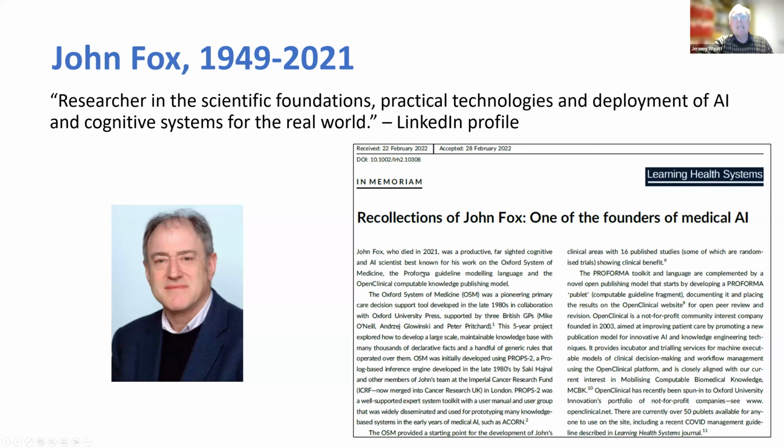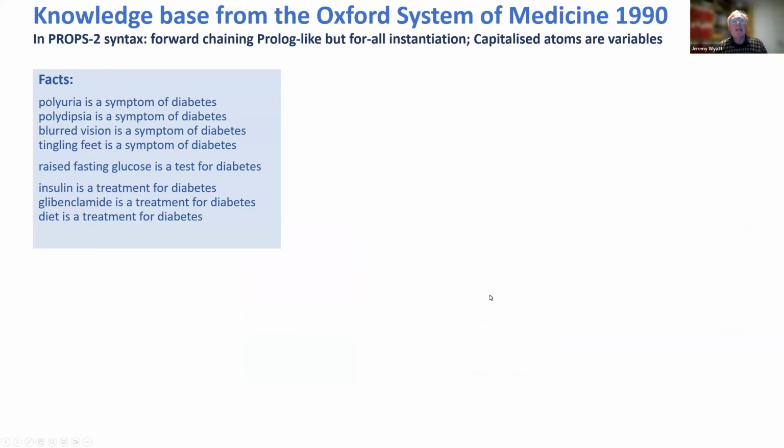Right. There's a summary of his many contributions, but one of his most important contributions, in my view, was something called the Oxford System of Medicine. Now, this is pretty historic. It's 30 years ago that he developed this, but it's a great way of representing knowledge explicitly.